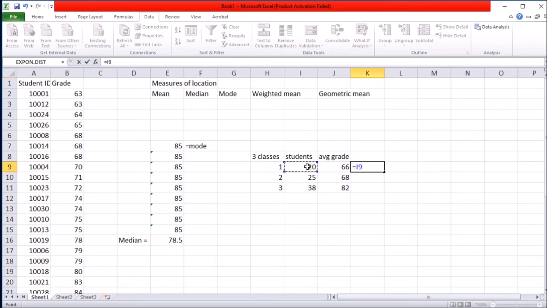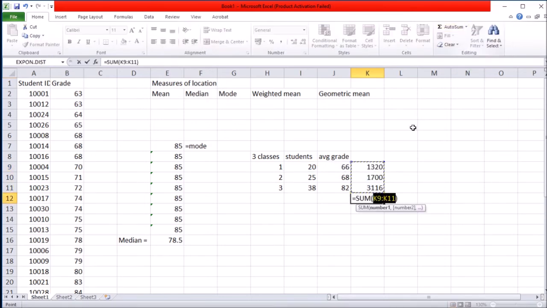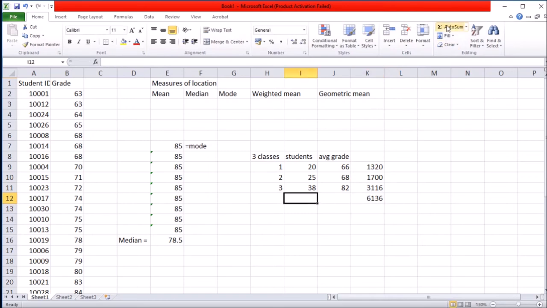So I'll multiply that by the grade in this case, or any other variable that I'm trying to find a weighted mean for. Do that for each class, add up the numbers, add up the total number of weights as well, and the weighted mean is equal to the ratio of this sum of products over the total number of weights. In this case, the weighted mean grade is 73.9.